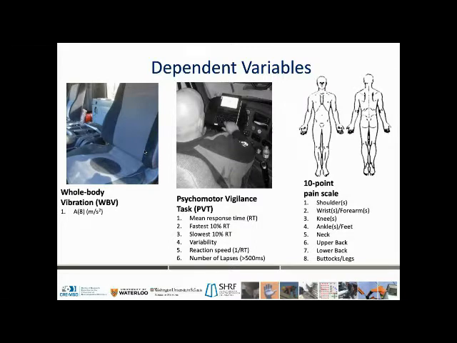To measure discomfort, we used a 10-point pain scale, where 0 is no pain at all, and 10 is the most pain you could imagine. And we used the scale for 8 different body parts.